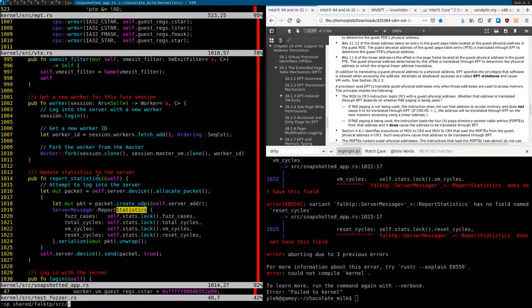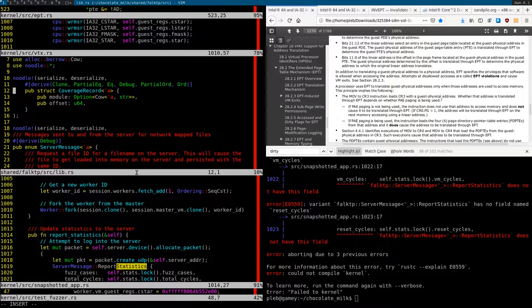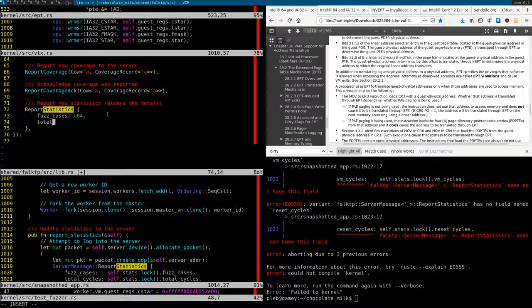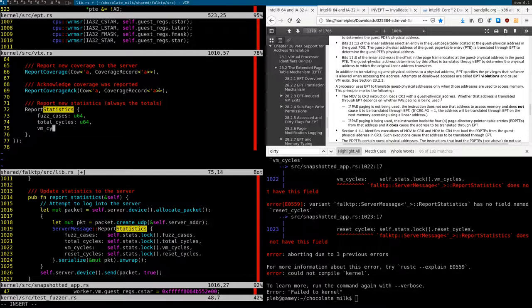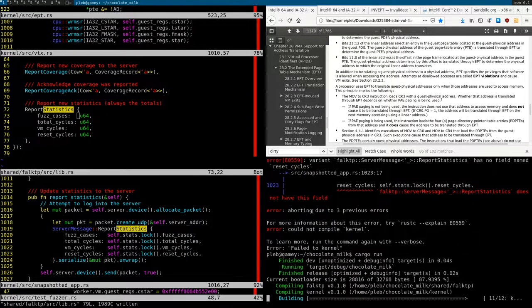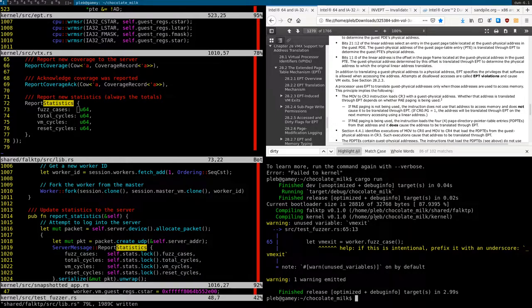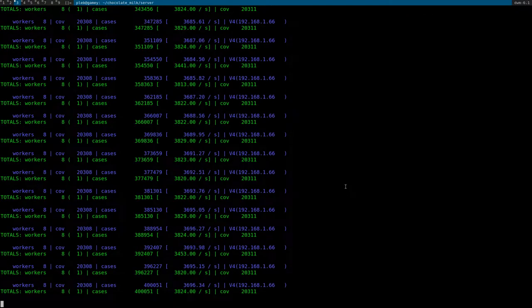Shared fuzz TP source. Total cycles, VM cycles, reset cycles. We could technically convert those to times at this stage, because the receiver side isn't really going to know what to do with the cycles, but I don't care too much. It's not too big of a deal.